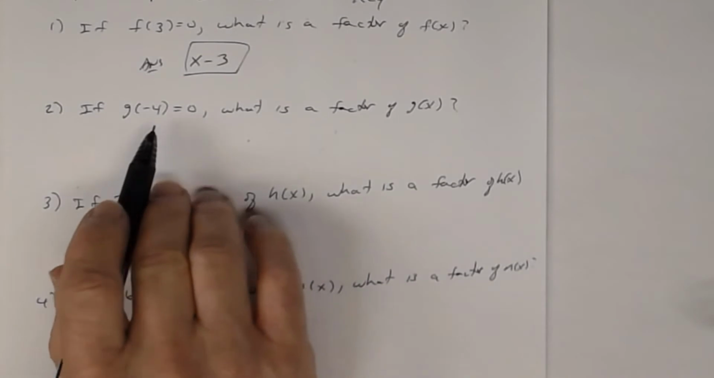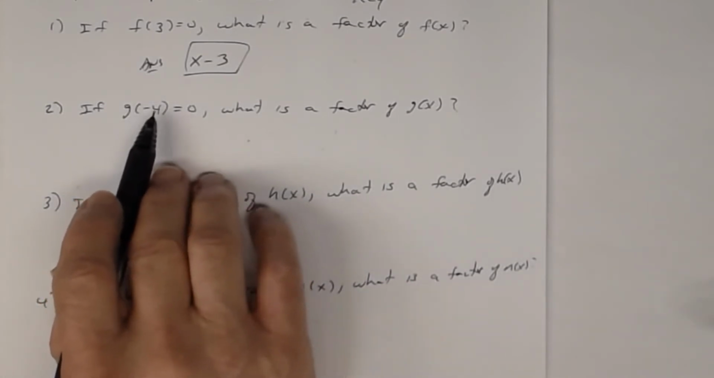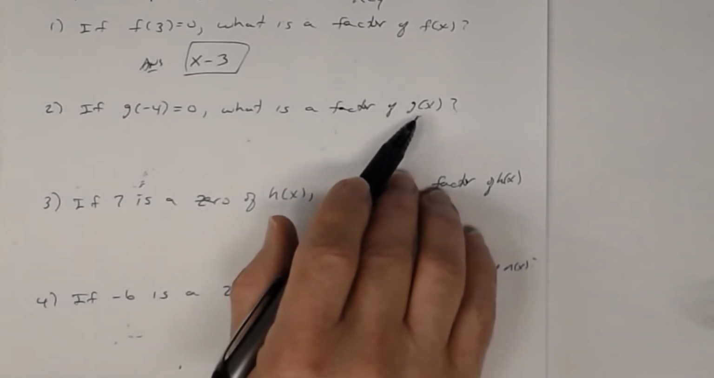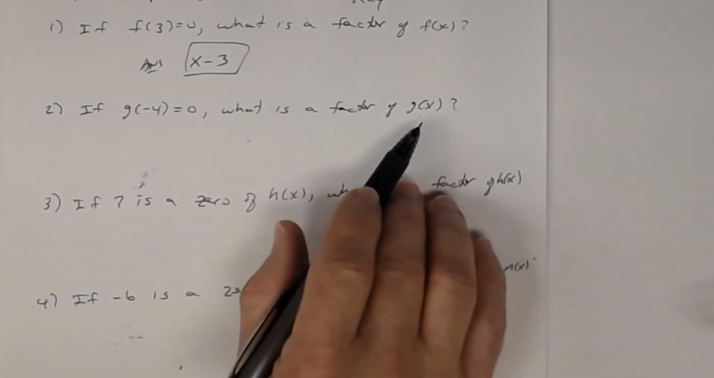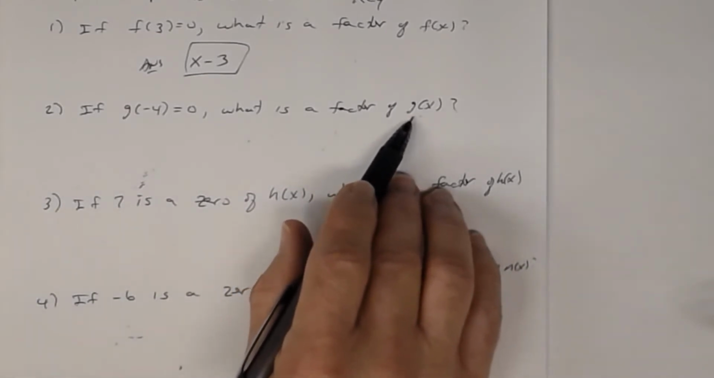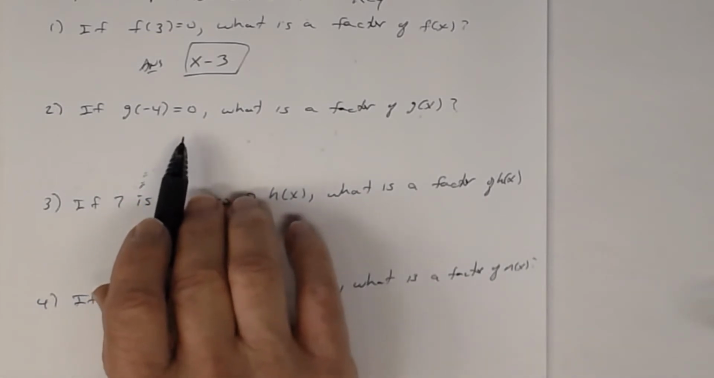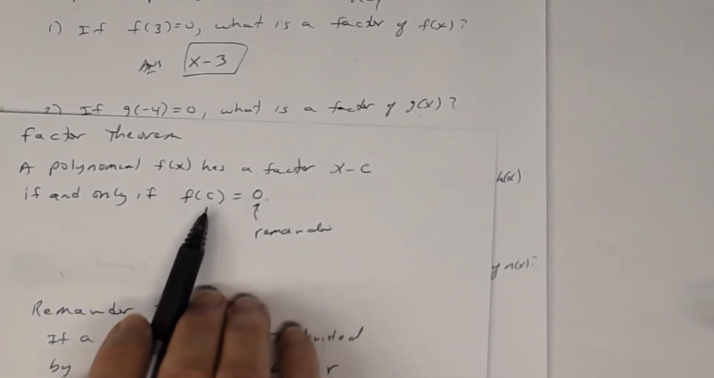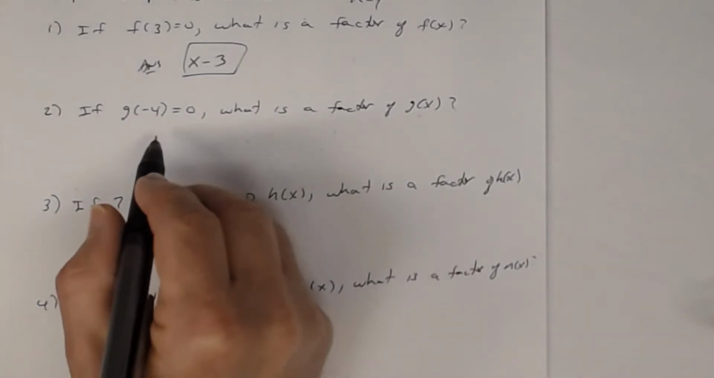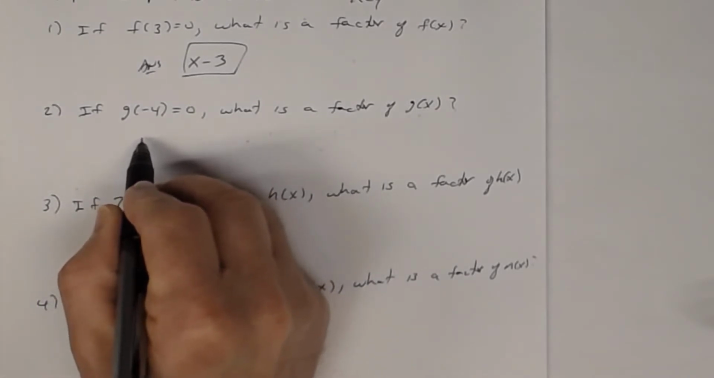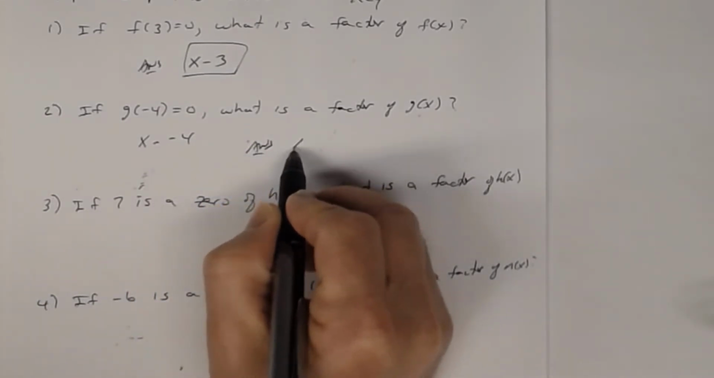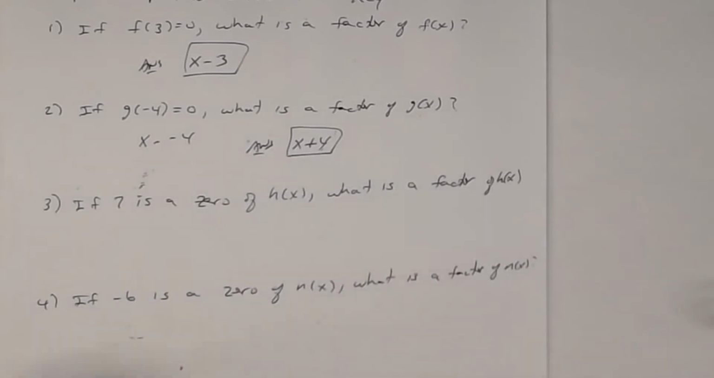Same thing with number 2, right? So if you are told that g of negative 4 is equal to 0, and you want to find a factor of this polynomial function. Now again, we are assuming these are polynomial functions, all right? So a factor of the polynomial function, according to the factor theorem, if f of c is equal to 0, then a factor has to be x minus c. So a factor has to be, now I'm going to write it like this for right now, x minus a negative 4. But you're going to say your answer, though, is x plus 4. So make sure you say x plus 4. Okay, so a factor has to be x plus 4.